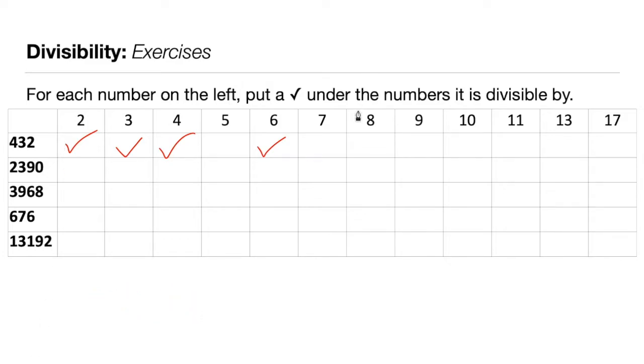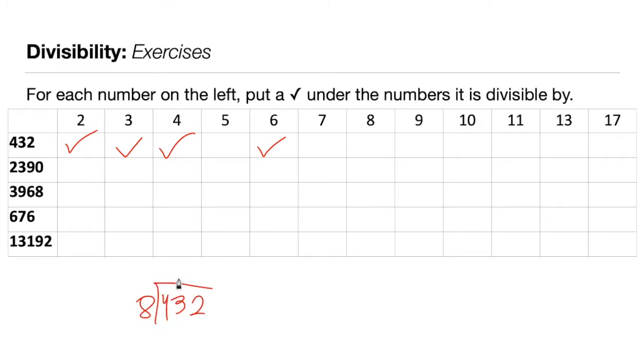Now, how about checking if 432 is divisible by 8? How do we know if it is divisible by 8? The number represented by the last 3 digits, that is the ones, the tens, and the hundreds, must be divisible by 8. How can we check that? I think there's no clearer or better way than dividing it by 8 itself. So 432 divided by 8.